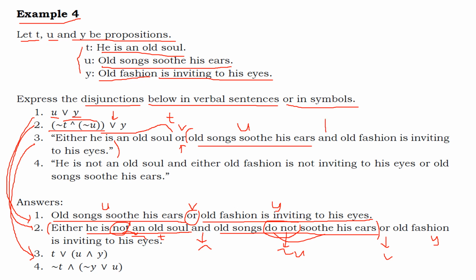Then there's a logical connector here, N. So this will be your conjunction. And old passion is inviting to his eyes. That's why it is your Y there. So your original proposition Y. We just simply copy your original proposition Y there.